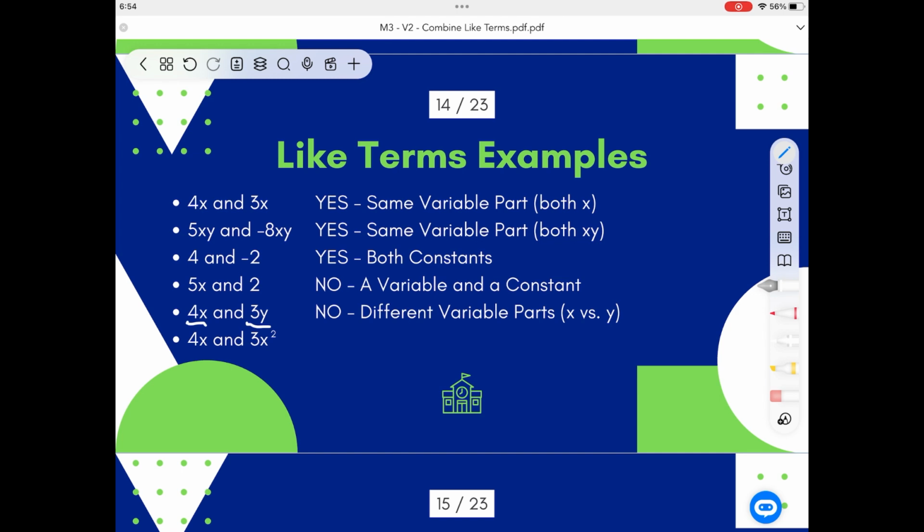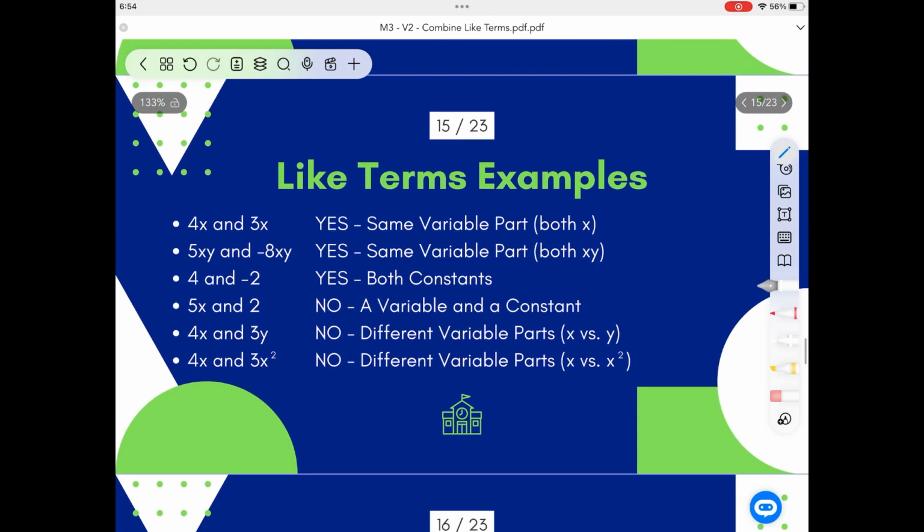4x and 3y would not be like terms because of the different letter. And then finally, for the last one, 4x and 3x squared. These are not like terms either because one of them has x squared and the other just has x, or x to the first power. So different variable parts here once again. So go back and make any corrections if you tried these problems before you watch the rest of the video clip, and make sure that you have an understanding of what makes each of these like terms or not like terms.